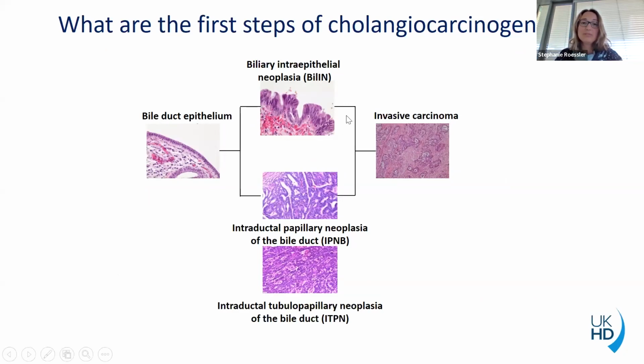cholangiocarcinogenesis? And so there are different precursor lesions that are known in CCA. One is the biliary intraepithelial neoplasia, BilIN, and this is mainly observed outside the liver, extrahepatic. And then there are two different types of papillary precursor lesions, the IPNB, intraductal papillary neoplasia of the bile duct, and also the ITPN, intraductal tubulopapillary neoplasia of the bile duct. And all these are suggested to be precursors of the invasive CCA.